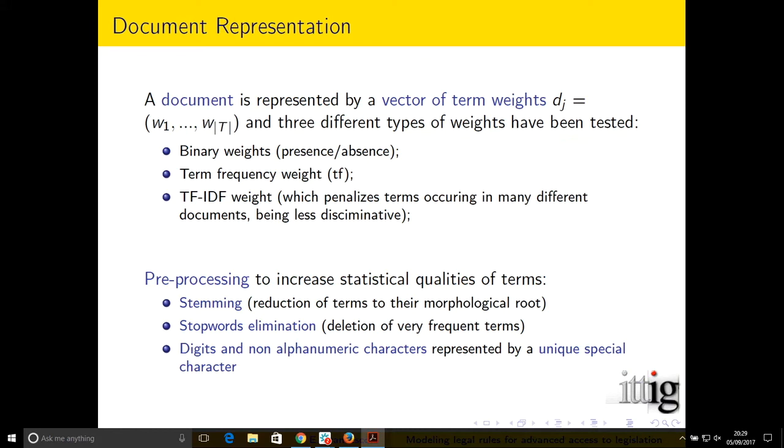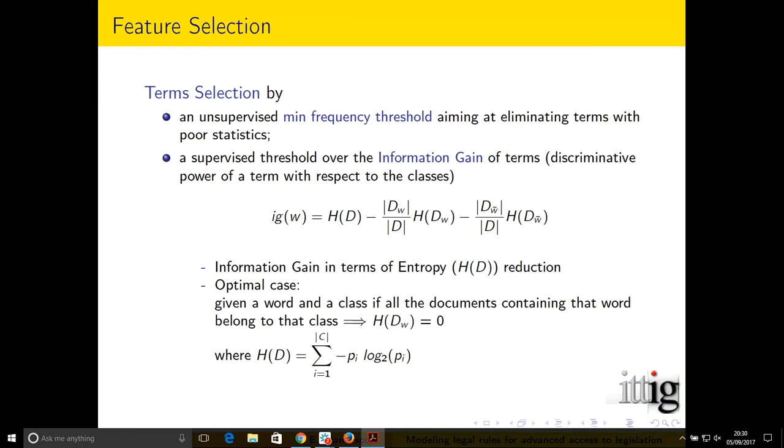So the fact that in a document there is contained a date or a number, this doesn't provide the specific semantics for a duty or for an obligation or for a permission and so on. And so we consider those terms like a unique single character. Then we have implemented the feature selection in terms of information gain that we have discussed before. First of all, using an unsupervised minimum frequency threshold, aiming at eliminating terms with poor statistics for the reason mentioned before, and the so-called supervised threshold over the information gain.